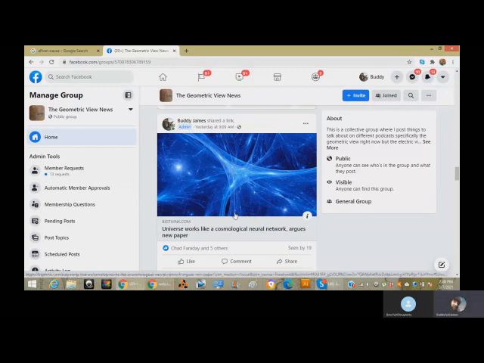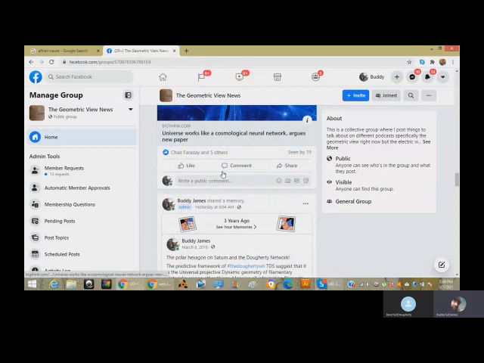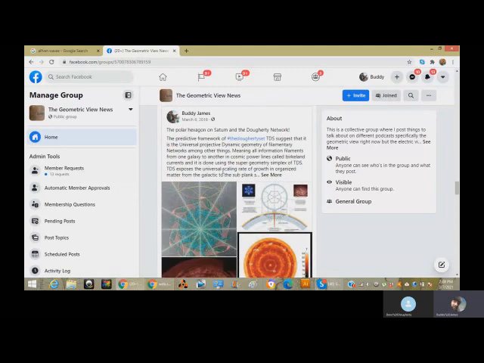Universe works like a cosmological neural network, argues a paper, which sounds about right to me. So bigthink.com, that hypothesis has been around for a long time.